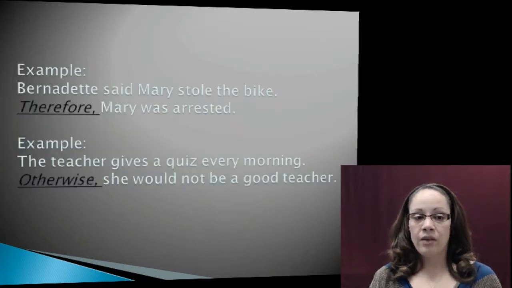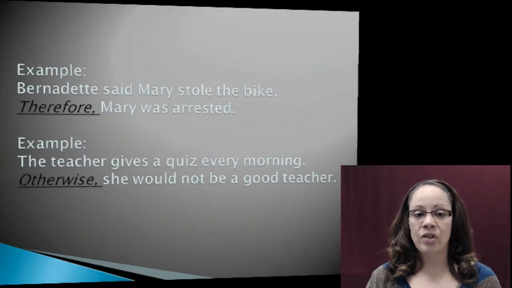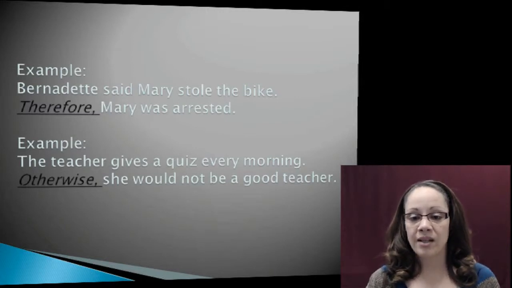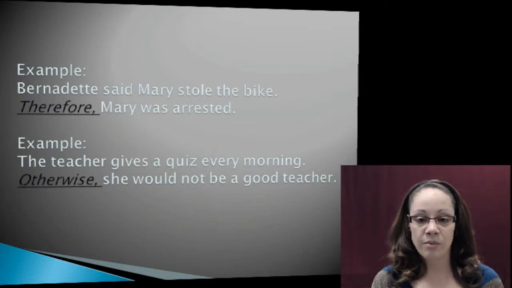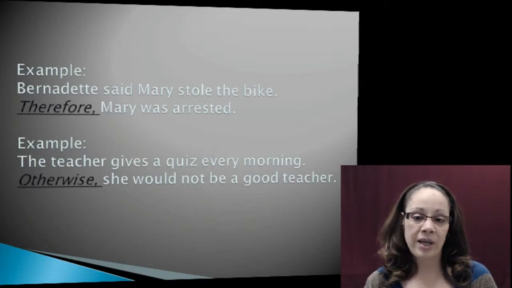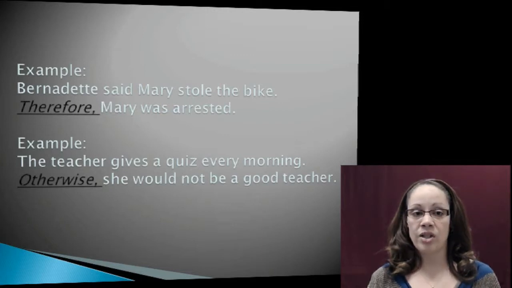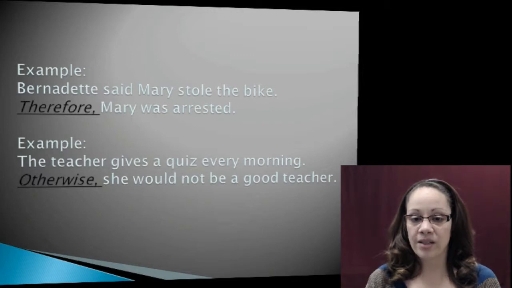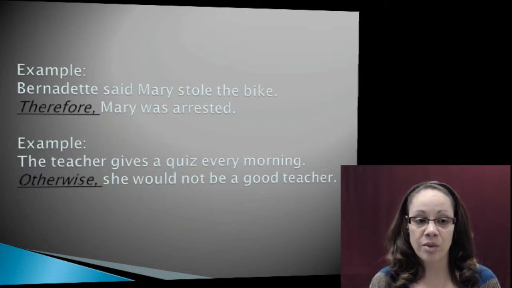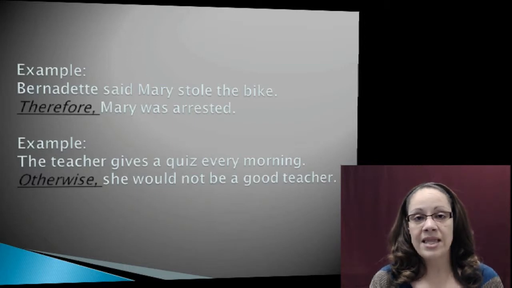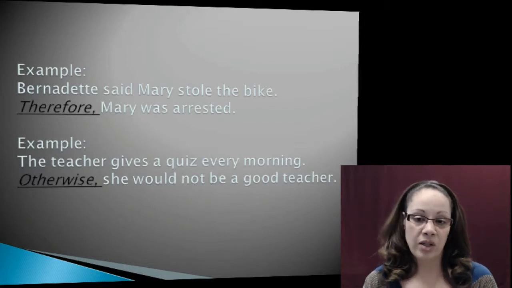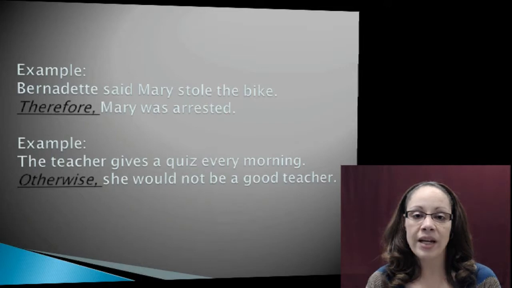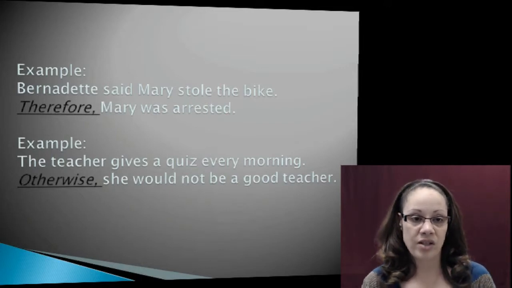So our example we have here, Bernadette said Mary stole the bike. That's one complete sentence. We have a period after it. Said is our verb, Bernadette is our subject. Now we have a whole other independent clause that begins with one of our transitional phrases. Therefore, Mary was arrested. Was arrested is our verb, Mary is our subject. Therefore is our transition word that introduces our independent clause, Mary was arrested. So I need a comma right after that transition word.